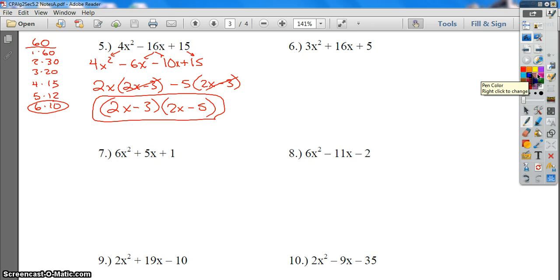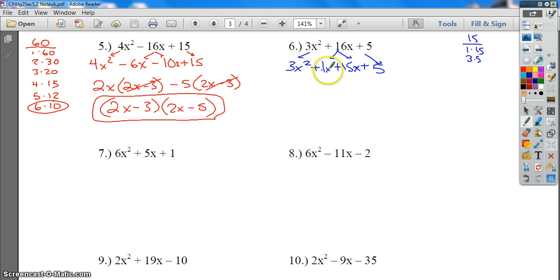3, 16, and 15, no GCF. So we'll go 3x squared. Here's a plus 5. Plus, plus are my signs. 3 times 5 is 15. That's not too bad, only 2 pairs of numbers there. It looks like we're going to have a 1x and a 15x. These two should make 16, and they do.